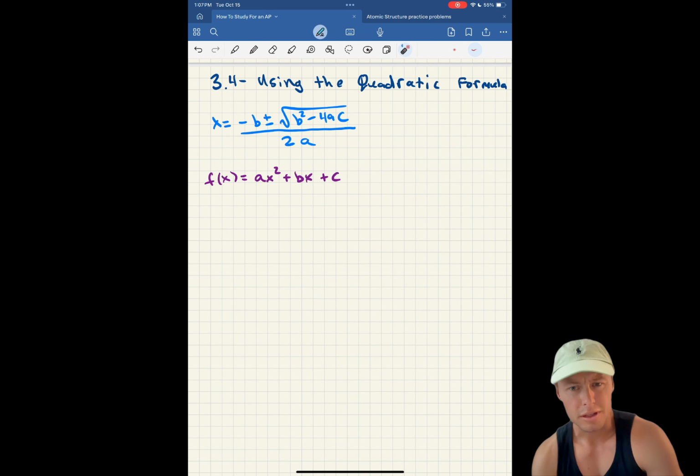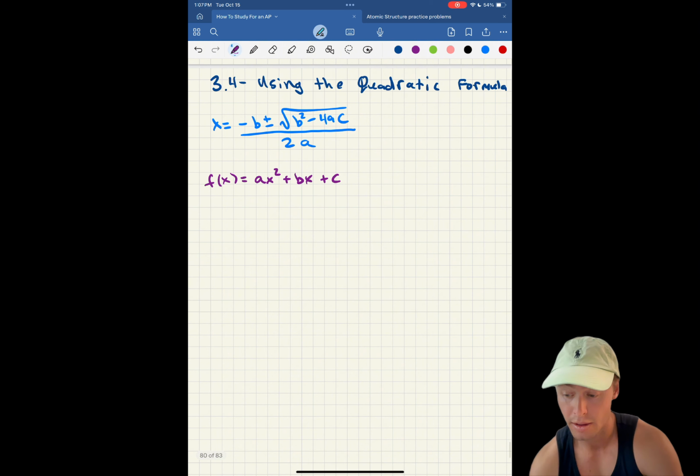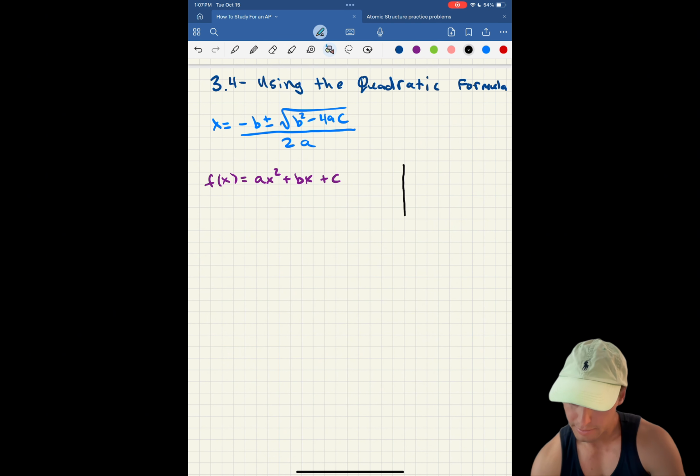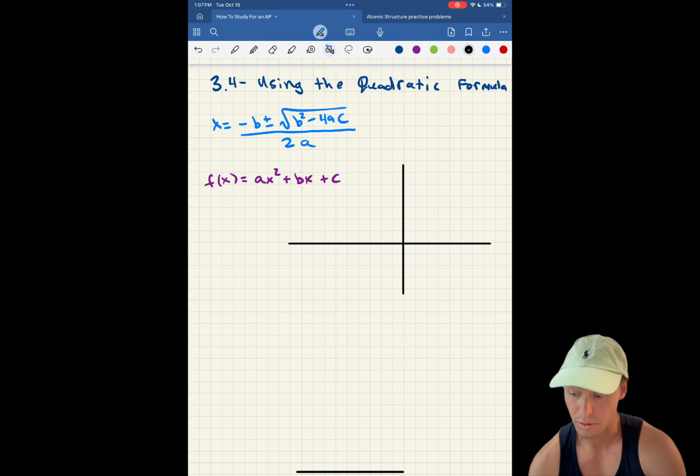But what are you actually solving for when you use the quadratic formula? What's this x equals part? Well, what you're solving for are the x-intercepts, also known as the roots of the quadratic function. So if we do a quick sketch of a quadratic function on a coordinate plane, there are three scenarios that can arise when you're finding the x-intercepts or the roots of a quadratic.